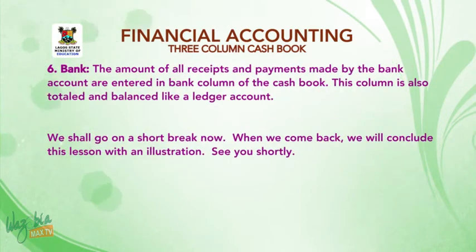Number 6, bank. The amount of all receipts and payments made by the bank account are entered in the bank column of the cashbook. This column is also totaled and balanced like a ledger account.